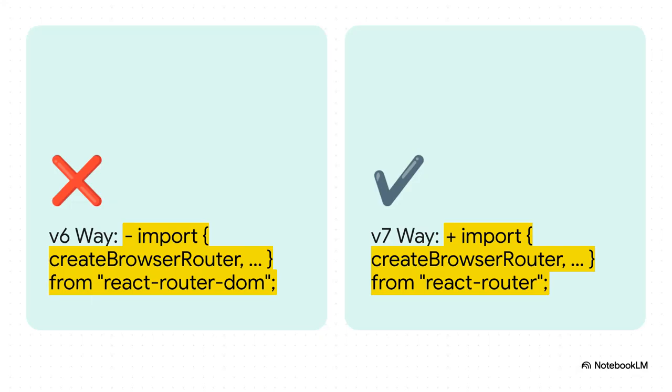And here it is, the big reveal. Just look closely at that import statement. All you have to do is change where you're importing from. Just lop off the DOM at the end of the line, changing React Router DOM to just React Router. That's it. Your app should spring right back to life.